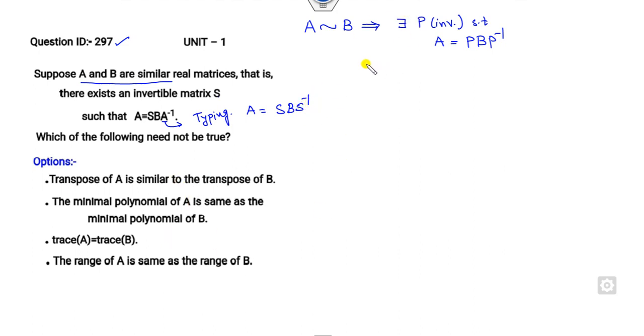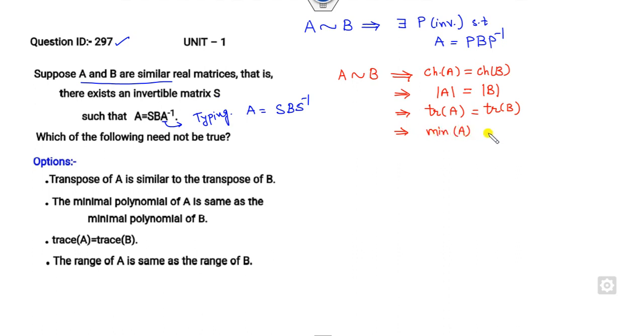So remember that there is a first beautiful result for you. Whenever A is similar to B, this implies the characteristic equation of A is the same as the characteristic equation of B. It means the determinant of A is the same as that of B. It means the trace of A is the same as the trace of B. It means the minimal polynomial of A is the same as the minimal polynomial of B. It also says that the eigenvalues of A are the same as the eigenvalues of B, and so on.